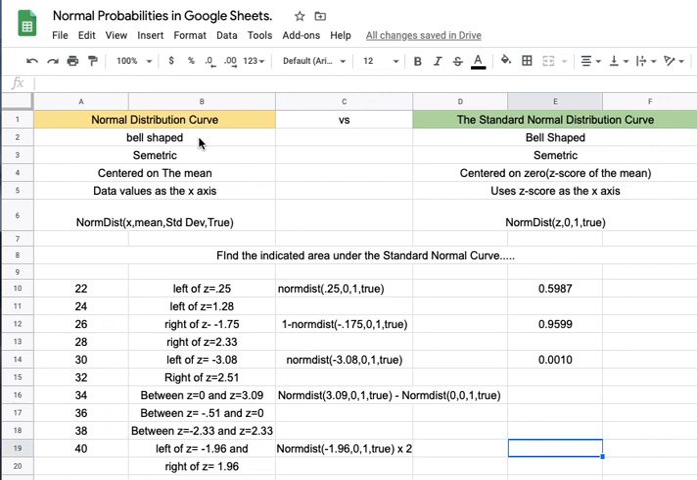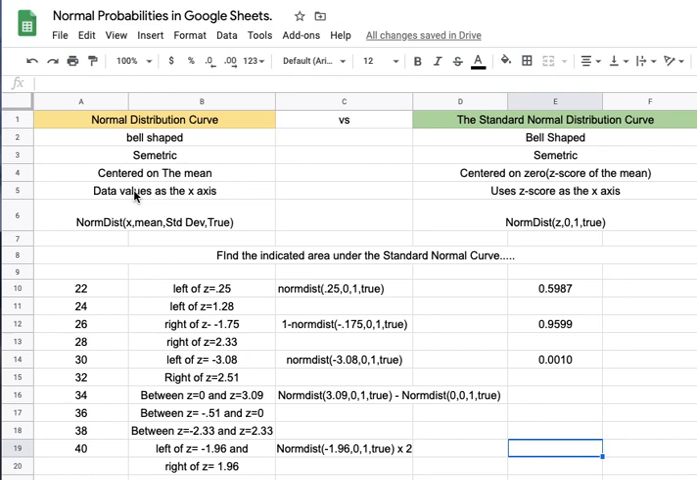Normal distribution curves are bell-shaped, they're symmetric. The area underneath them is 1 because it represents the entire population. They are centered on the mean. Their x values, or the x-axis, will be labeled with the x values of the data set.